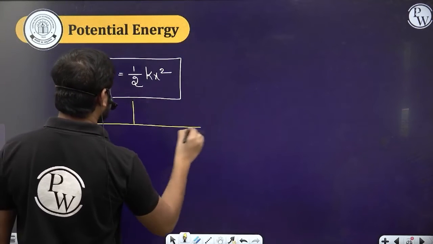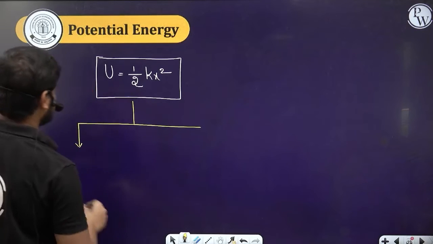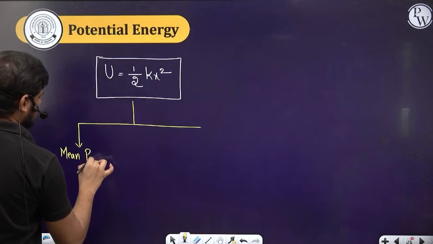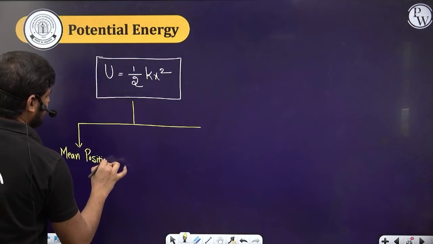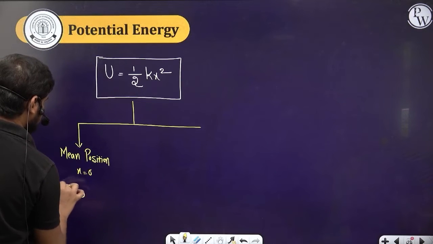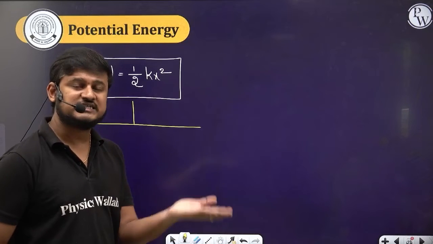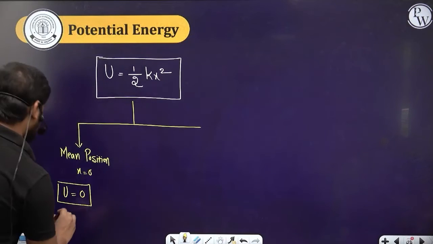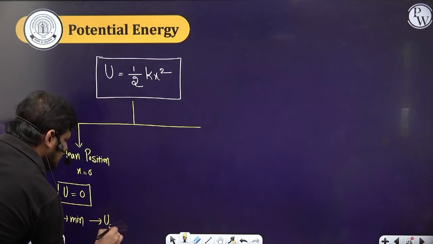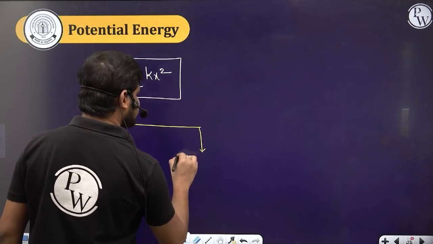So consider, let's say, at the mean position, x equals 0 we take, right? Then U will be 0. This is when the mean position is exactly on the ground, but if it is not exactly on the ground, then the minimum potential energy can sometimes be U naught as well. Okay, chalo.